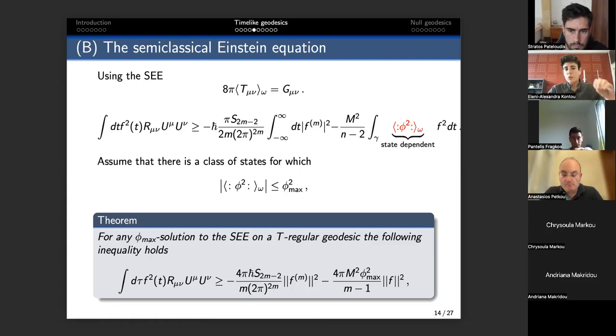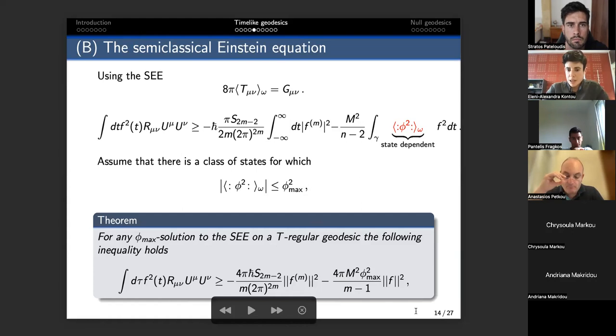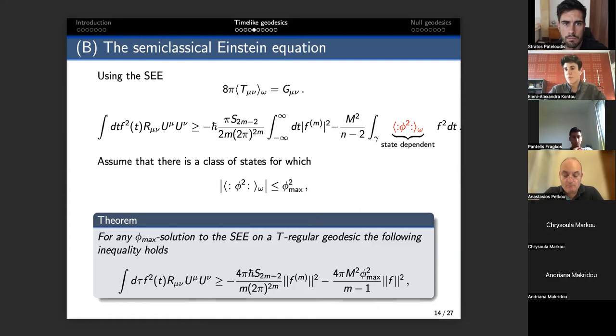So for what we call the phi max solution, the solution for states where the field value is bounded, and we have the T-regular geodesics, the geodesics that were broken into these parts, we have this energy condition. And that energy condition is exactly in the same form that we had from the theorem. So for this energy condition, we could apply the theorem. But this is still an energy condition for a function of small support. So this energy condition holds for functions f that have a small support.